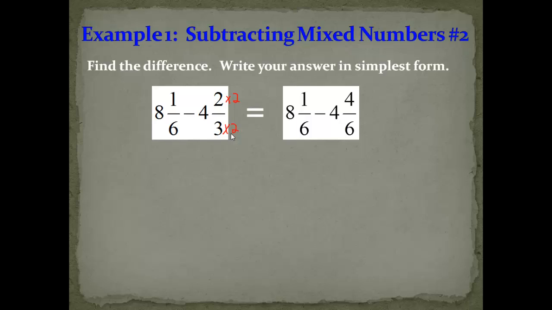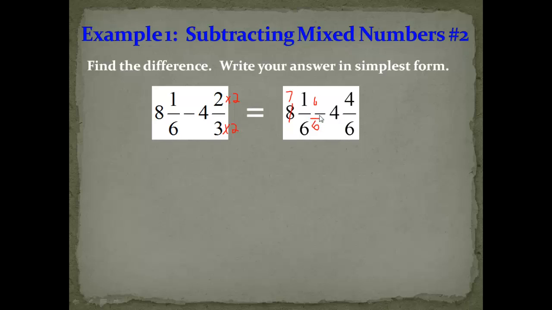Now we're going to look at our problem. We want to subtract our fractions. 1/6 minus 4/6. We cannot subtract 4/6 from 1/6, so we need to borrow. We're going to borrow from the 8 and it becomes a 7. When we borrow, our problem is in sixths, so since we have 1/6, we're going to be borrowing one whole, which would be worth 6/6 in this problem.